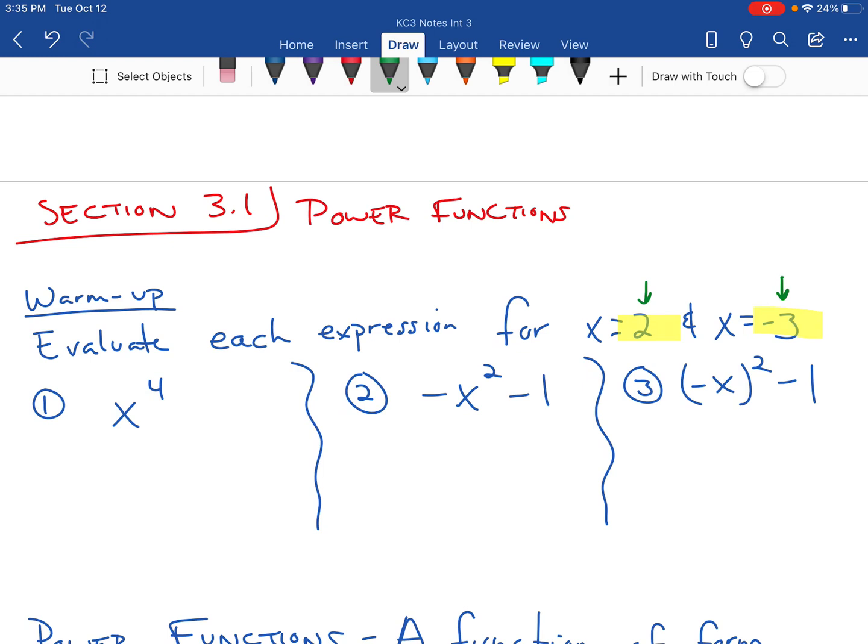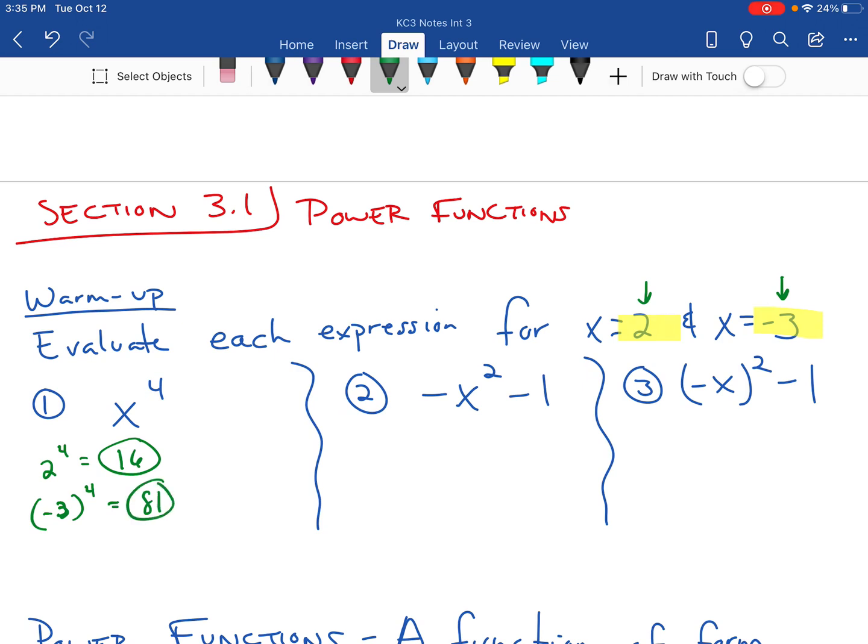So for the first one, I'm going to go ahead and plug in 2. So 2 to the 4th power will give me 16. And that's it, that's my answer, 16. Now, -3: when I plug that in, I want to make sure that every time you have a negative number, you put it in parentheses, because if you don't, you're going to get a different answer. So for (-3) in parentheses to the 4th power, I get 81.